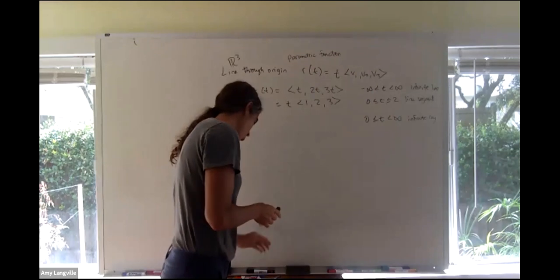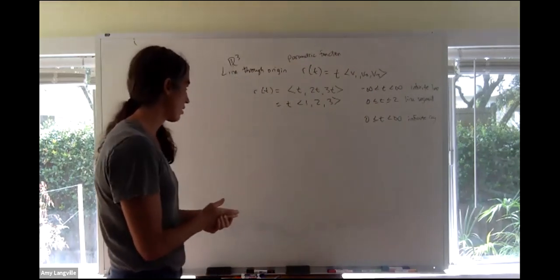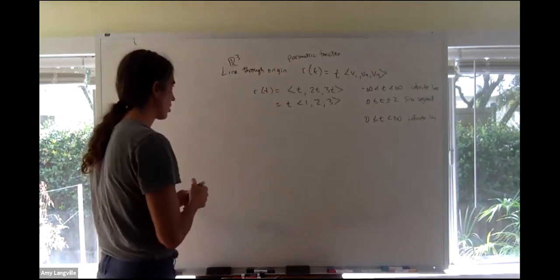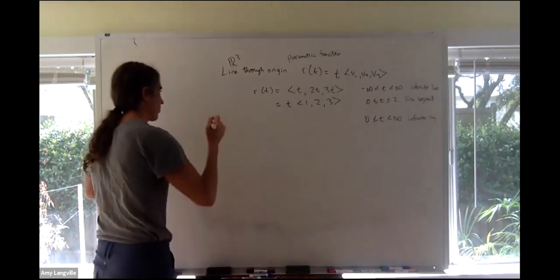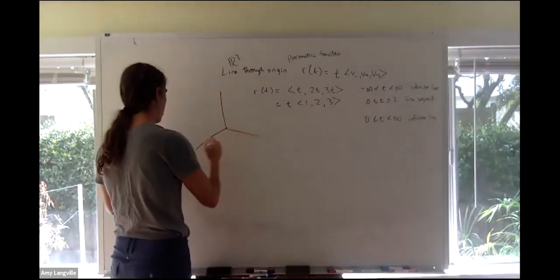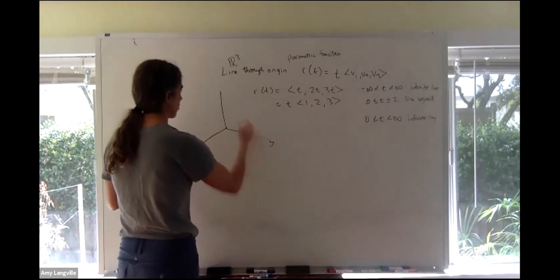Okay, so that's our easiest type of line segment that would go through the origin. We know it lives in R3, but we could draw it in R2. I think this one's not too bad to draw.